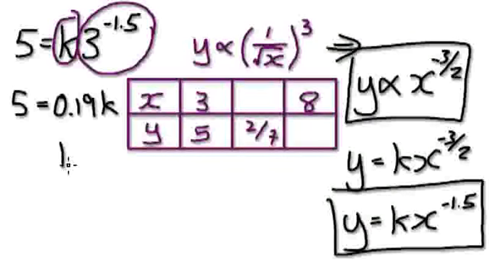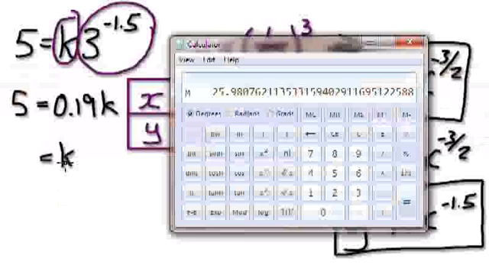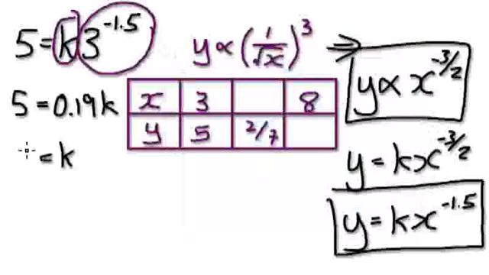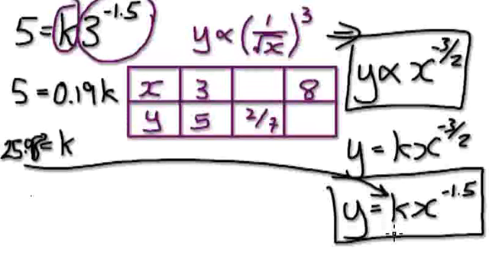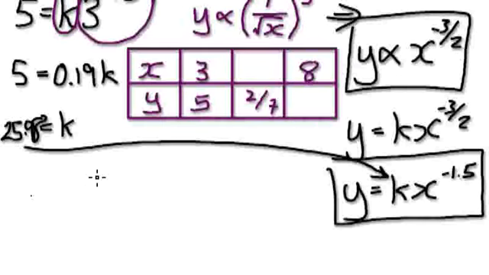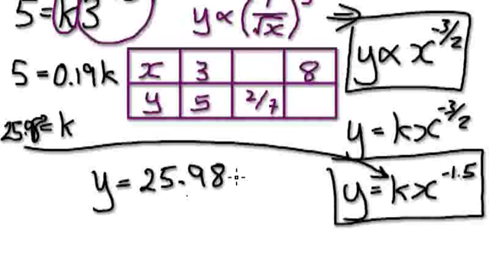So k equals 25.98. Okay, so now we can put this k, 25 point whatever, into this k. So our equation is y equals 25.98 x to the power of minus 1.5.